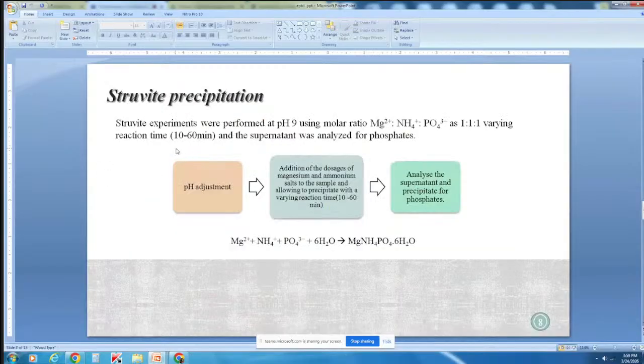And this is the struvite methodology. After pH adjustment, we add magnesium and ammonium salts, because the sludge contains phosphates. The consideration is that you have to maintain a molar ratio of 1:1:1 of magnesium, ammonium and phosphate. With a reaction time between 10 to 16 minutes, the struvite is precipitated.